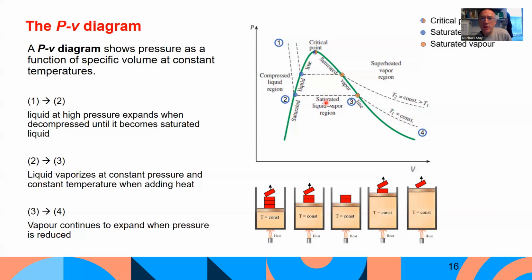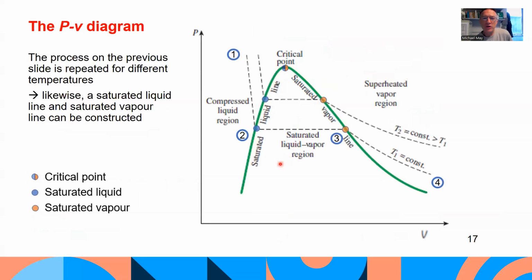If we were to repeat the process for different temperatures, we get a range of lines like this. And if we join up all the saturated liquid points, we get the saturated liquid line. And if we join up all the saturated vapor points, we get the saturated vapor line. And where they coincide is the critical point. Once again, over here, we've got the compressed or subcooled region, which is basically liquid water. And over here is superheated steam, a mixture of liquid to vapor in here. And above this point, the supercritical fluid.